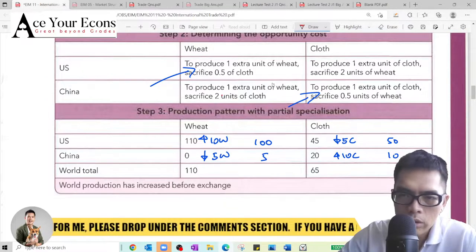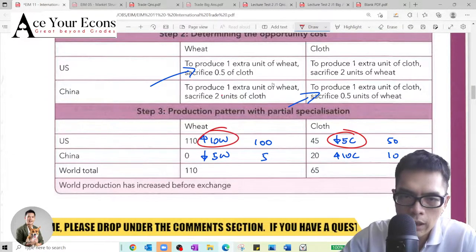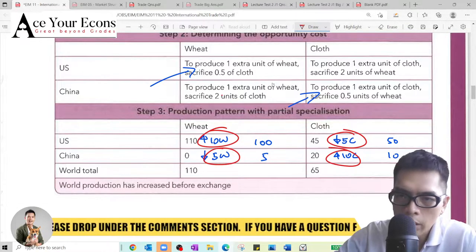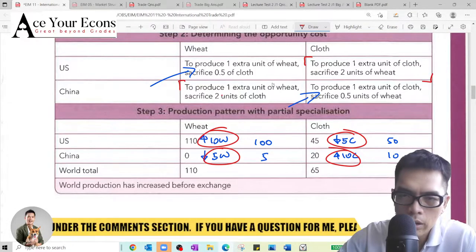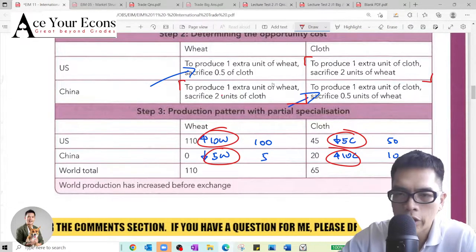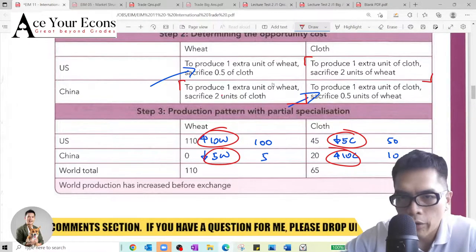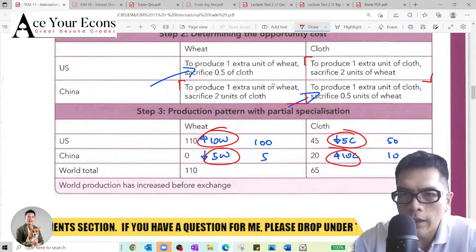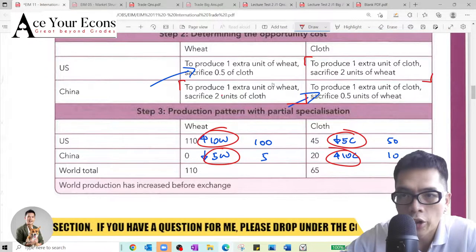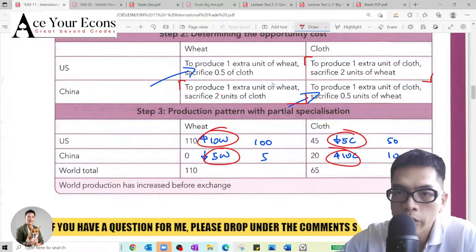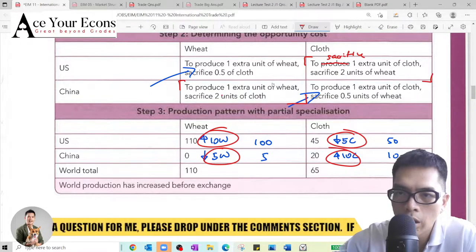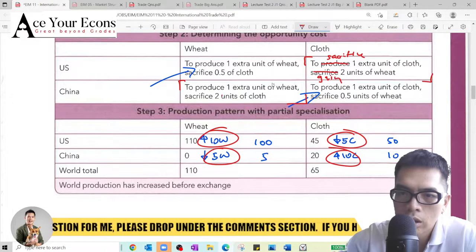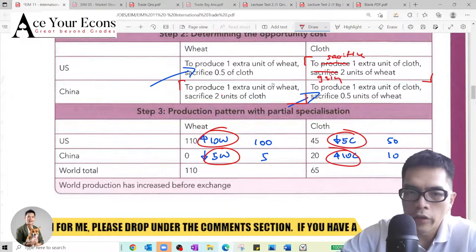So you realize that all these figures I obtained from the cell on comparative disadvantage. Let me repeat, it comes from comparative disadvantage. For the United States, you realize that they have comparative disadvantage in cloth production. To produce one extra cloth, they sacrifice 2 units of wheat. So in other words, to sacrifice 1 cloth, you gain 2 wheats. So you sacrifice 5 cloth, you gain 10 wheats.